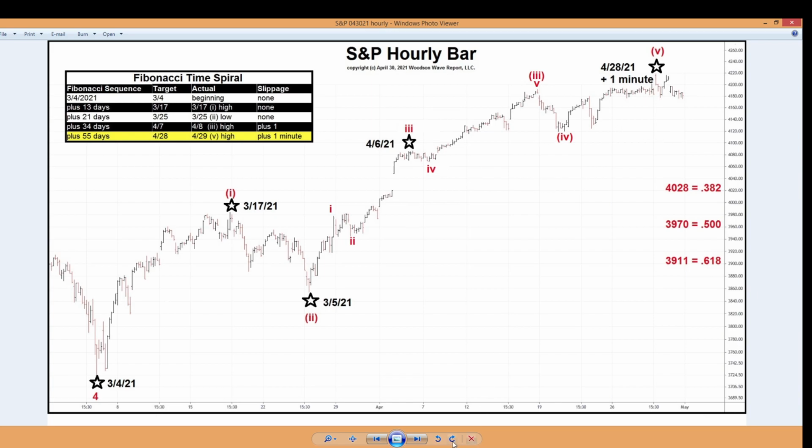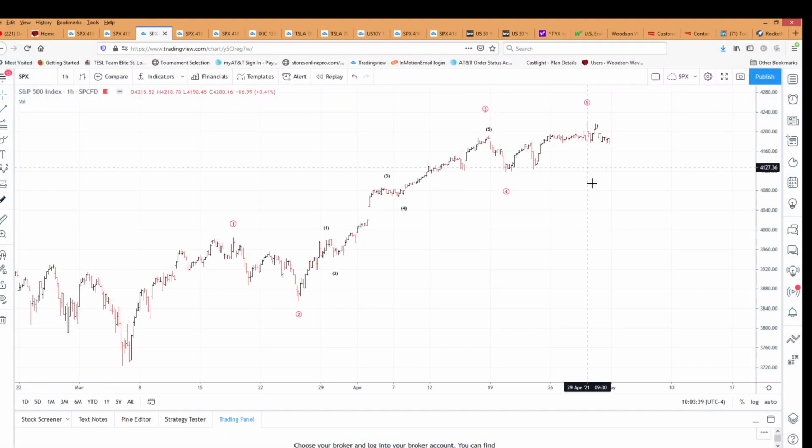Let me see. I have that alternate count. Oh, here are the retracements of this 5-wave advance from the March low. You can see Fibonacci 382 is 4,028. Fibonacci 500 is 3,970. Fibonacci 618 is 3,911. And you saw our monthly subscription. I do daily reports, sometimes more than once a day. We'll look at this in a very short term, 1-minute, 5-minute scale to see the degree of trend.